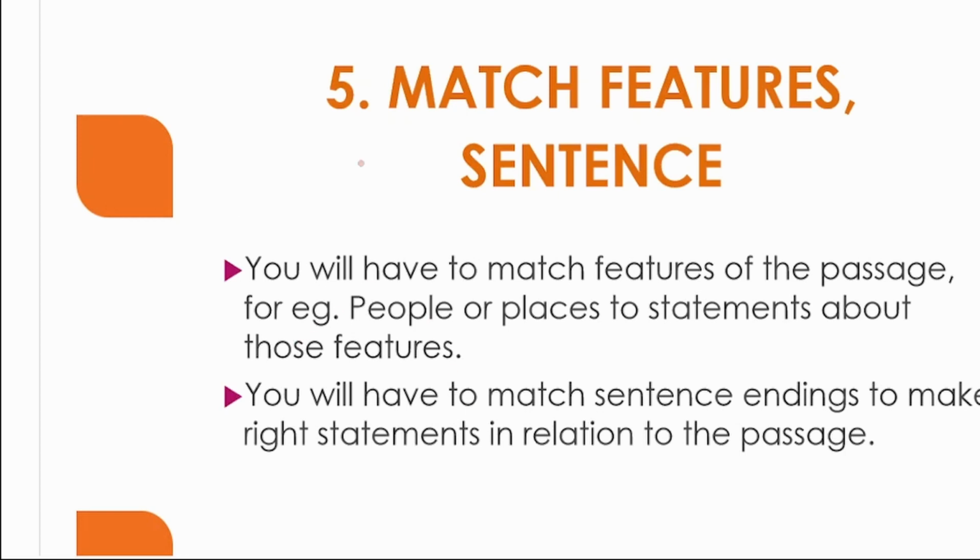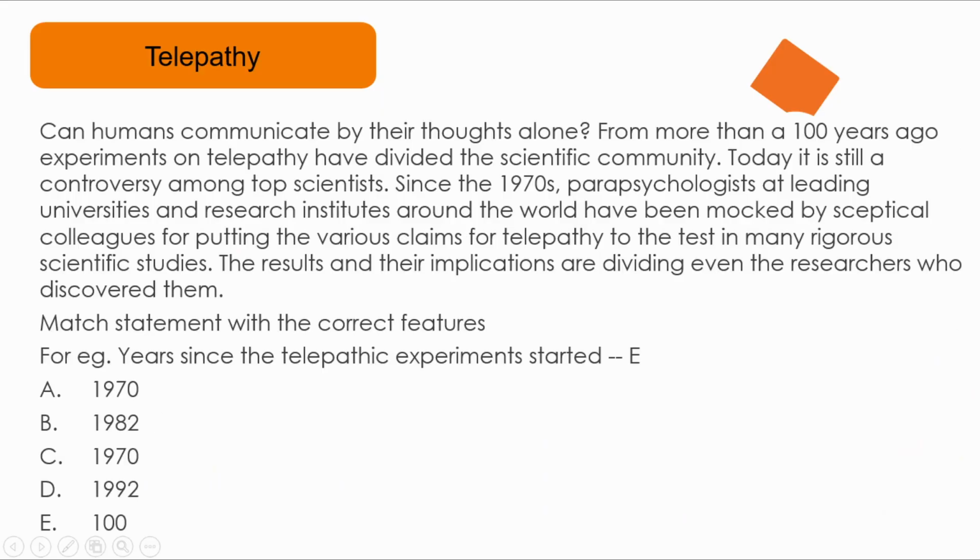Under this, you will have to match features of the passage, for example, people or places to statements about those features. Also, you will have to match sentence endings to make right statements in relation to the passage. Here there is a practice example which is given. There is a small paragraph on telepathy and there is a question which is asked below, asking you to match the features. So once you finish reading the passage, you can see there are different options which are given and you need to select the right option to match the feature.